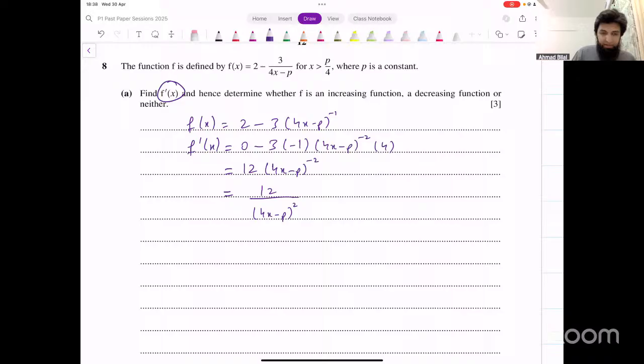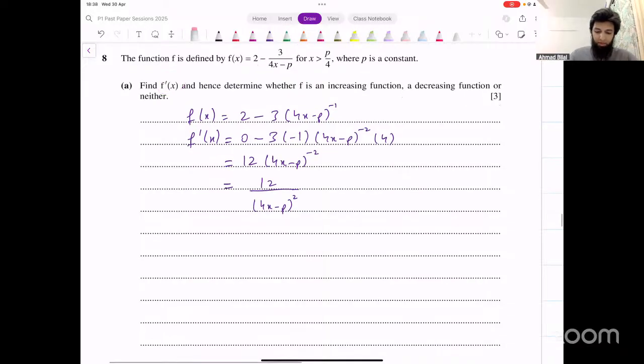Is this derivative greater than 0? Is it less than 0? Or is it greater at some point? Is it less at some point? Can you say anything about it? The numerator is a positive number. 12 is a positive number, right? The denominator is a square. A square can also not be negative.